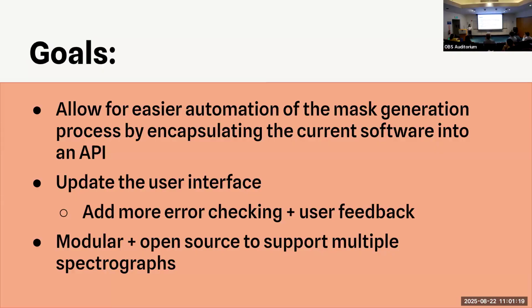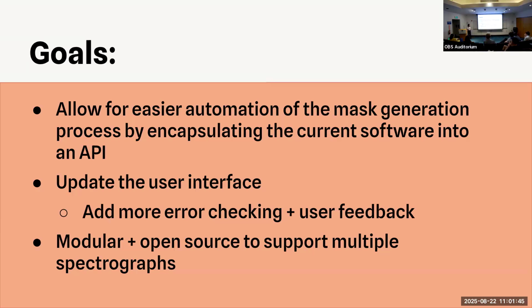So this brings us to the goals for our project. Our first goal is to allow for easier automation of the mask generation process by encapsulating the current software into an API. An API is just a system for two pieces of software to communicate with each other. This should hopefully eliminate the need for users to interact with the current software and reduce this multi-step process down to a few clicks of a button.